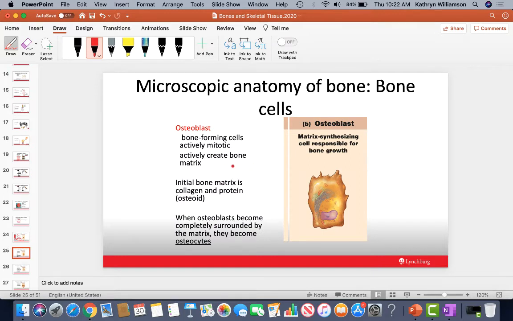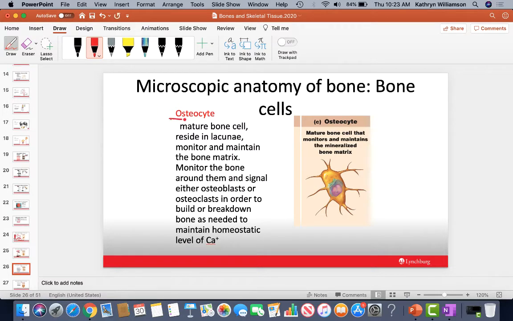The second cell type is osteoblasts. We touched on this on the last slide, but these are the immature bone cells. These guys are actively mitotic. They actively create bony matrix. It's important to note that the initial bony matrix they create is an immature form of bone called osteoid. It's basically collagen and protein. It's not as hard. It doesn't have the mineral salts that mature bone has quite yet. Osteoblasts secrete bony matrix, and when they become surrounded by the bony matrix on all sides, they then become mature bone cells called osteocytes.